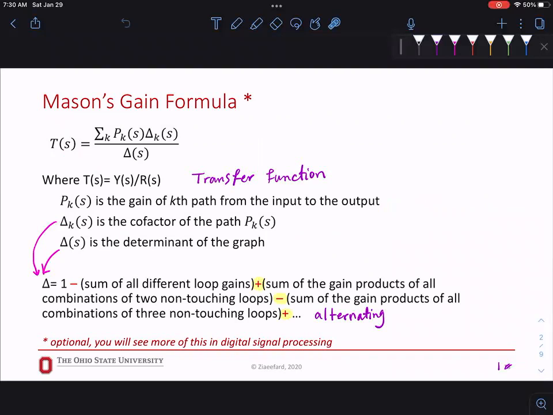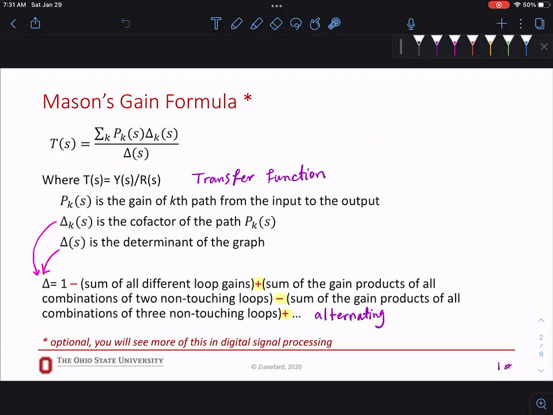So that's one way. Now here to write the transfer function, T of S, we will say that sigma Pk delta k over delta. So that's the formula. Now T of S is our transfer function, which is output over input, right? And Pk is the paths that we have. So if we have two paths, P1, for example, and P2, here K becomes 2, and we will have two paths. Delta k is the cofactor of path Pk. And delta is the determinant of our graph or our system.